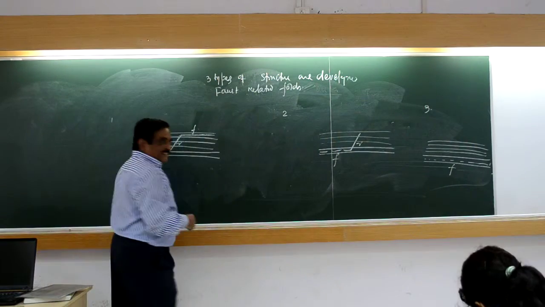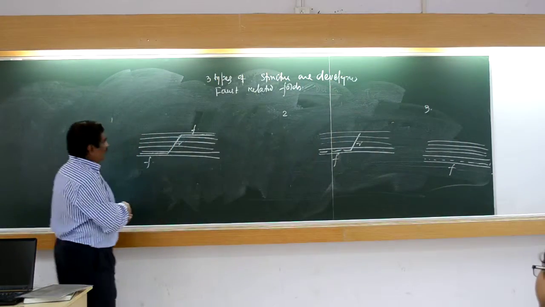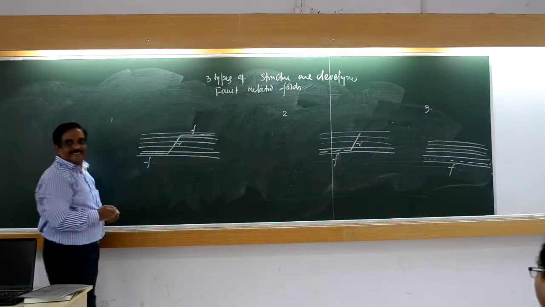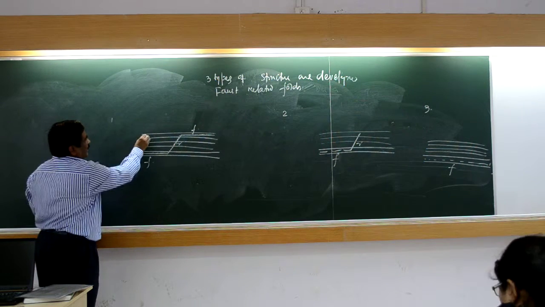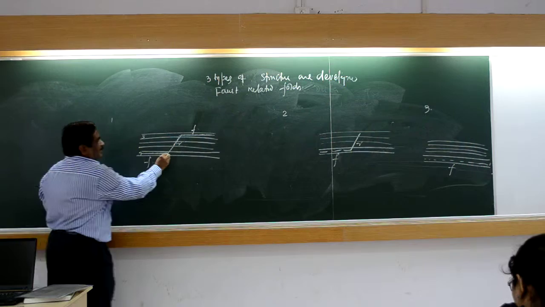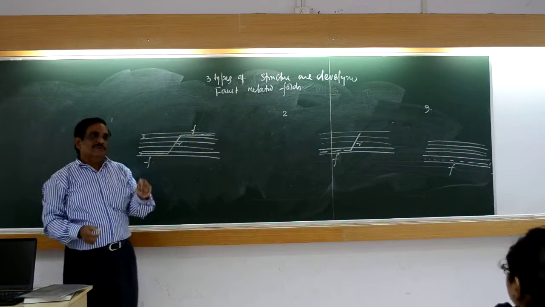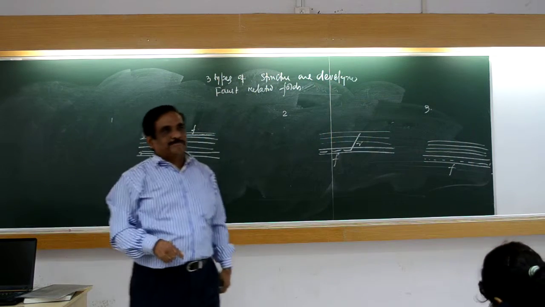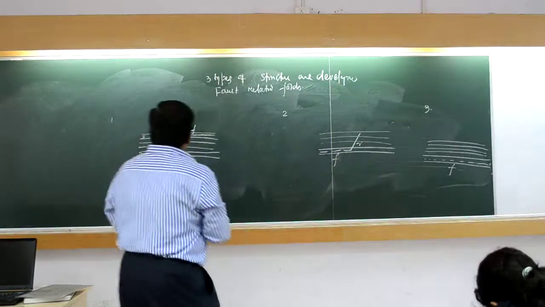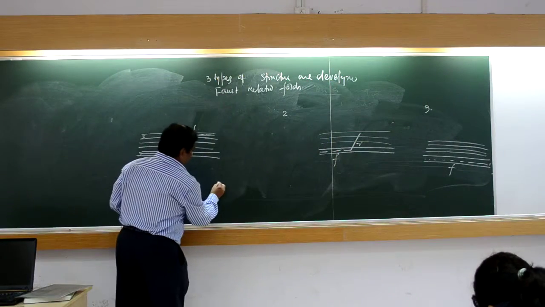Now this is the case where you have a flat, ramp and flat. Here is a salt bed, here is a salt bed, in between you have a ramp because there are all plastic rocks. Understood? So in this case, the structure is something like this.